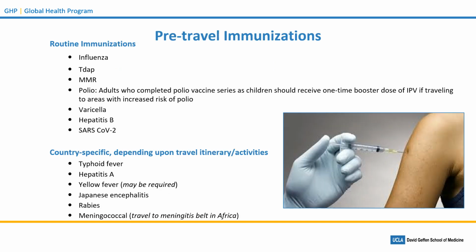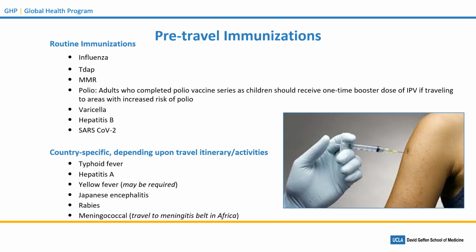These are grouped into 2 categories, the first of which is routine immunizations. Many of you are probably fully up to date with these, but just double check, because sometimes 10 years passes and you don't even notice and you're suddenly not up to date with your Tdap, for example. And then polio is another one. Just double check that you don't need a one-time booster of IPV if you're traveling to an area with increased risk of polio.